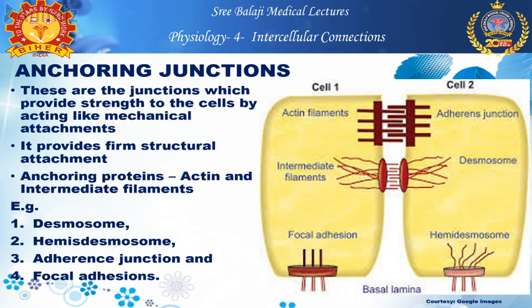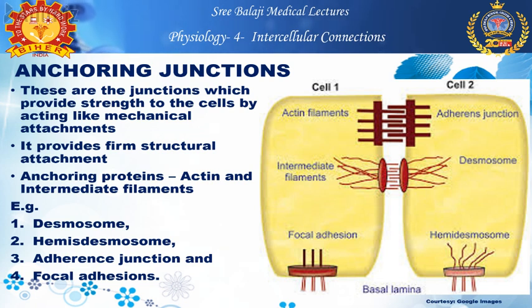Now we will see about desmosome. What is desmosome? It is similar to the adherens junction. The only difference is that it is formed by intermediate filament. Hemidesmosome is similar to focal adhesion, formed by intermediate filament, not actin filament. Adherens junction connects the actin filament of one cell to another cell.